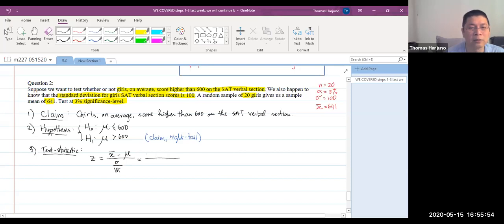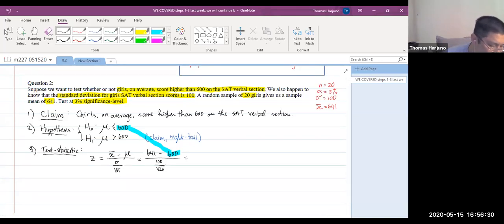That is 641 minus mu, which is 600 from the null hypothesis in step 2, over 100 over square root of 20. I get 1.83358. Now check my computation. I know mine is correct. I want to make sure you know how to use your calculator.